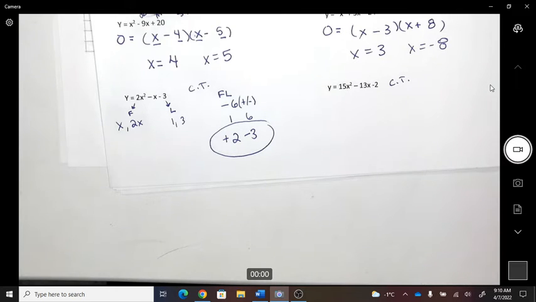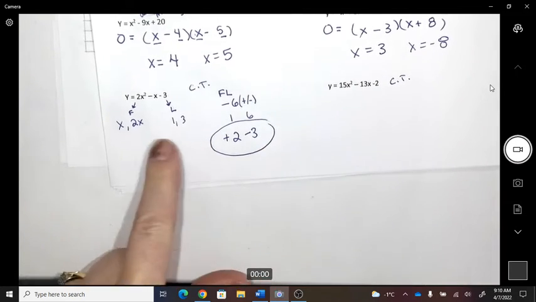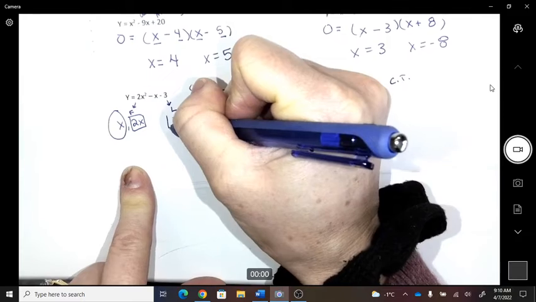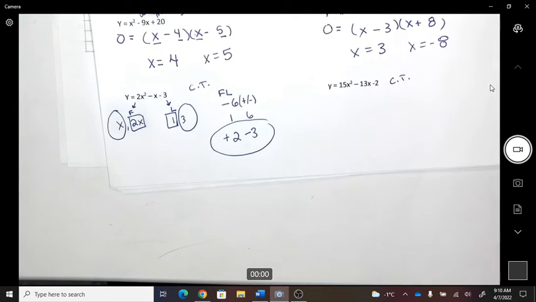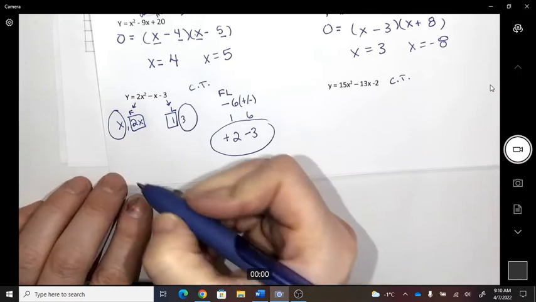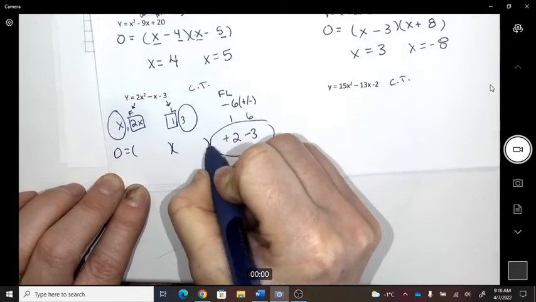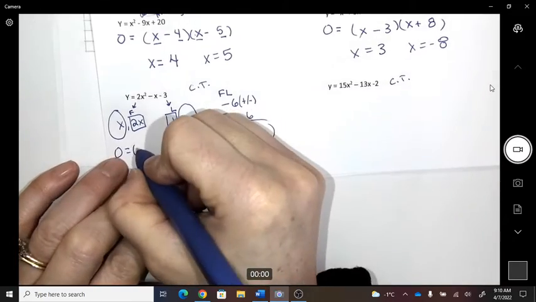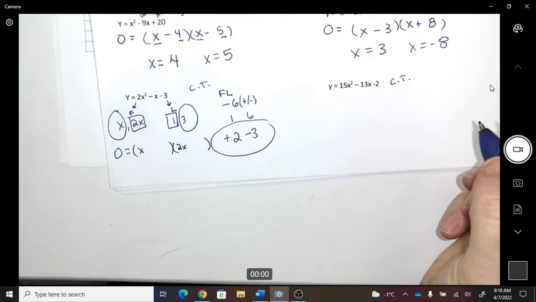So what should I partner with what? I need a 2 partner and a 3 partner. So I will partner that and that to make a 3 and a 2. Okay, so 0 equals 2 brackets, because I made y 0. Okay, I'm going to put an x and a 2x. I always start with the first.